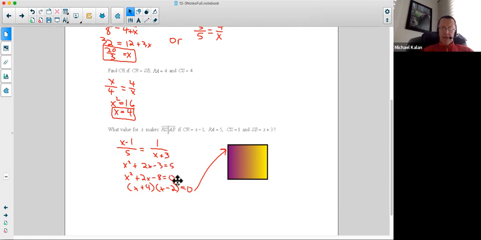Subtract 5 from both sides, so I get it set equal to 0. Try factoring. It worked, thank goodness. X plus 4, x minus 2, which means x equals -4 and 2. But if we use -4, then we're going to get some negative distances, which we can't. So we use 2. Okay.